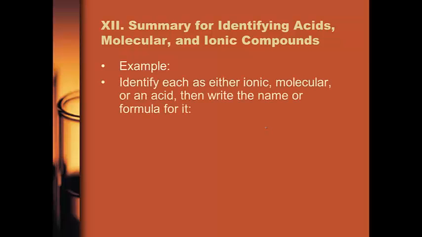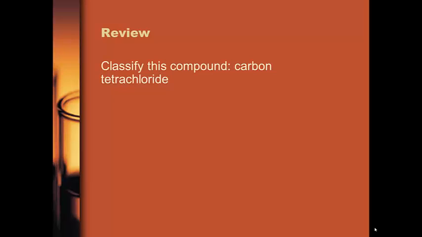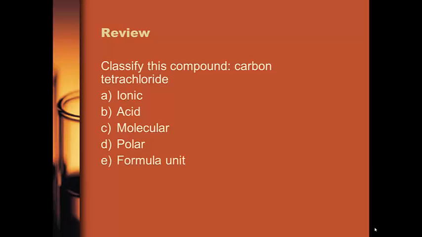Identify each of these as either ionic, molecular, or an acid, then write a name or formula for it. Try these and we'll go over them in class. Here's the review question. Classify this compound, carbon tetrachloride. Which group of compounds does it fall into? Ionic, acid, molecular, polar, or is that a formula unit?